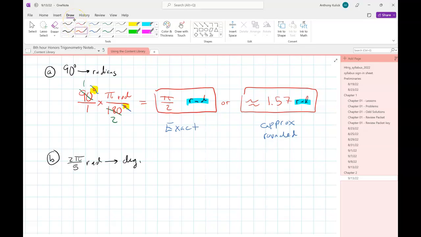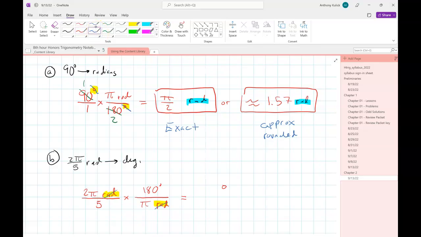Okay. So let's say we have 2 pi over 5 radians, and I want to turn that into degrees. I'm going to start with what I know, so I'm going to write that as 2 pi radians divided by 5. I need to multiply it by something to end up with degrees. Because I have radians in the numerator, what unit needs to be in my denominator? Radians. So we'll put pi radians down here, and then the 180 degrees on top.